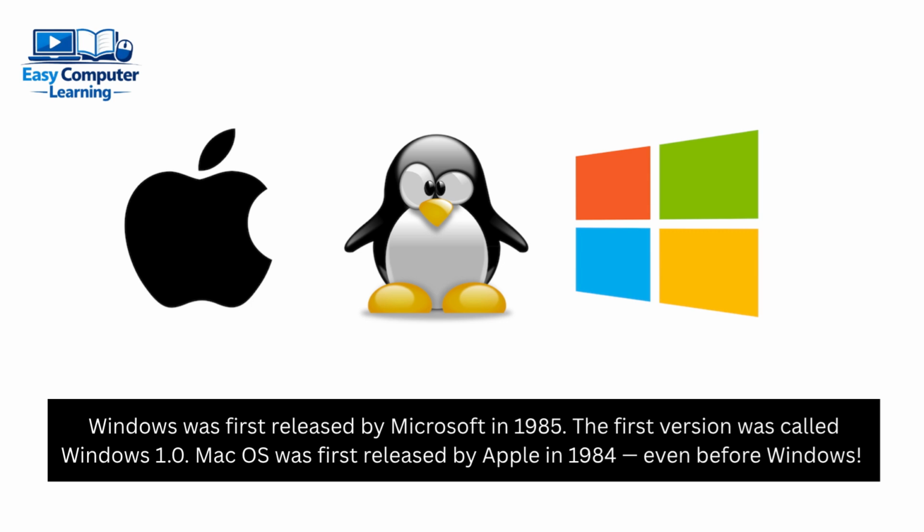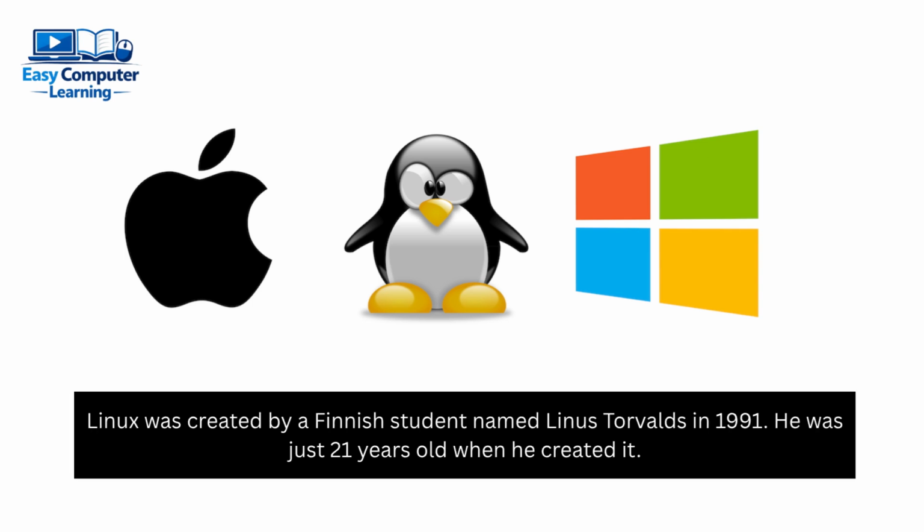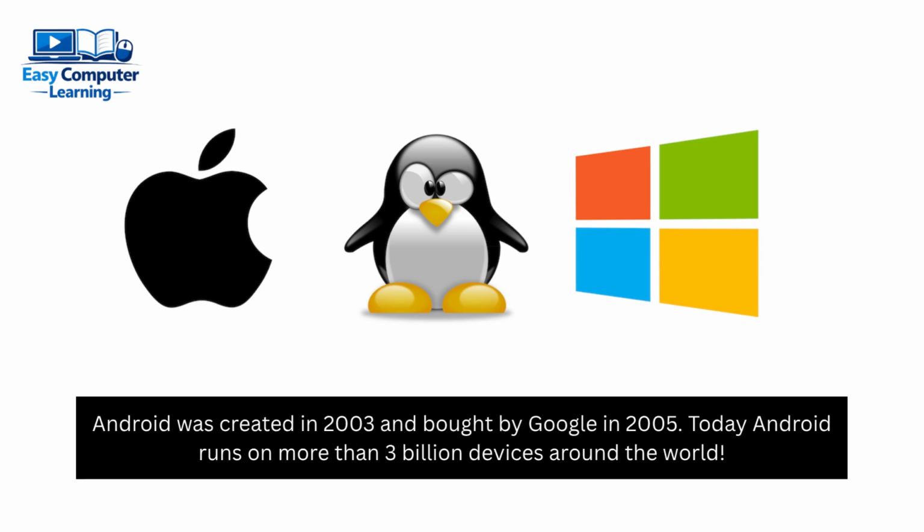Interesting facts. Windows was first released by Microsoft in 1985. The first version was called Windows 1.0. macOS was first released by Apple in 1984, even before Windows. Linux was created by a Finnish student named Linus Torvalds in 1991. He was just 21 years old when he created it. Android was created in 2003 and bought by Google in 2005. Today, Android runs on more than 3 billion devices around the world.